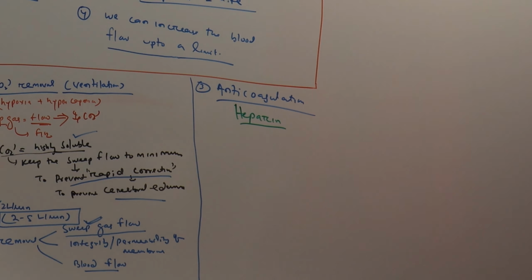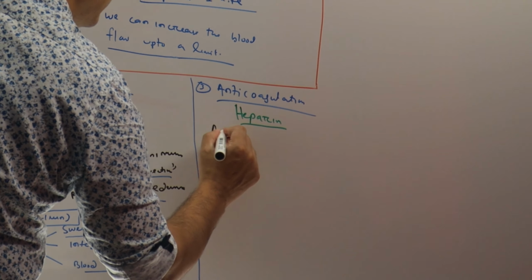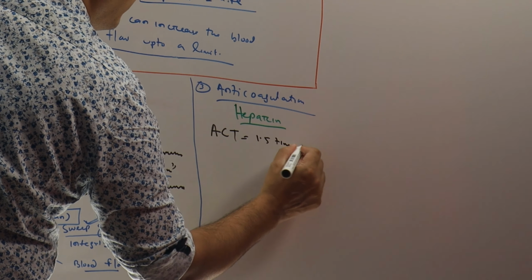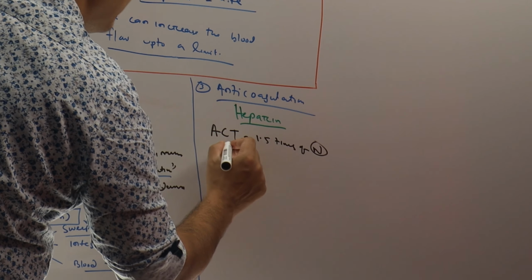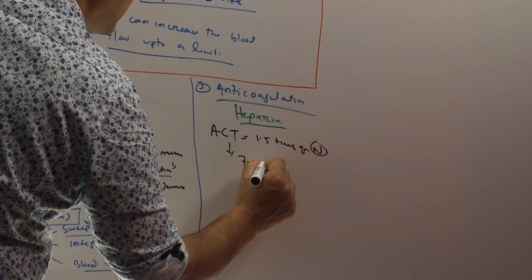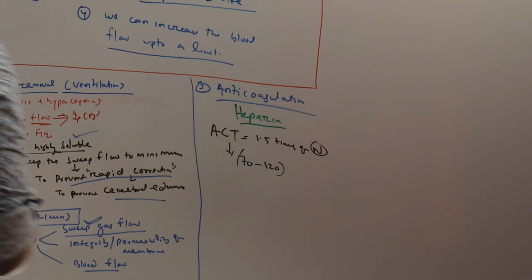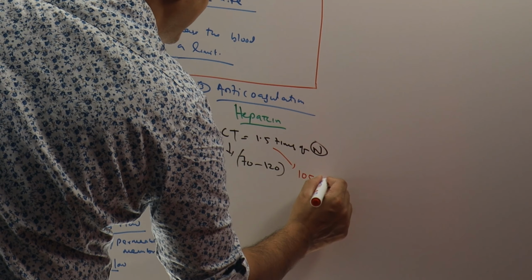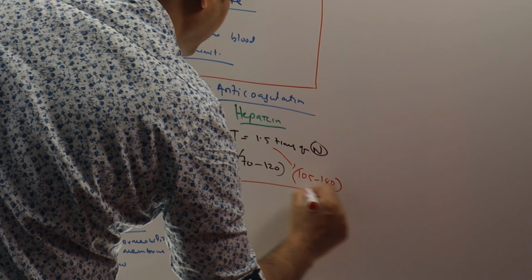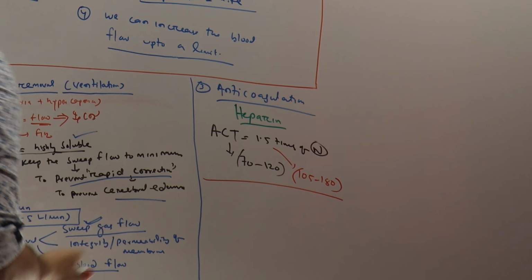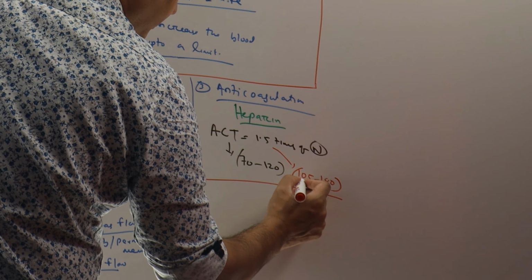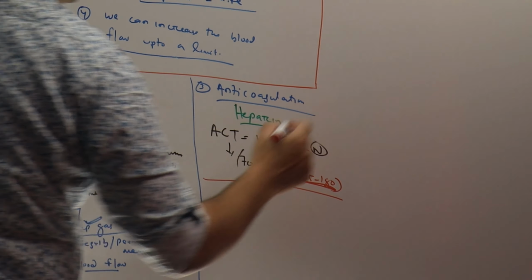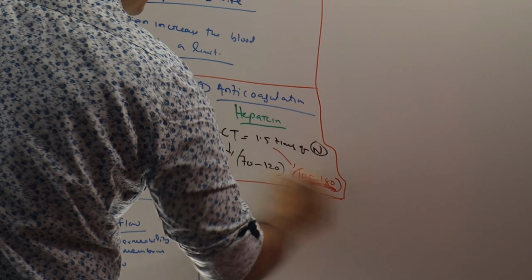So we have to maintain an ACT, activated clotting time, at 1.5 times normal. So what is the normal value of ACT? Normal value is 70 to 120. So we have to keep a value of 1.5 times, that is 105 to 180, right? You can check every 6 hourly or 8 hourly, and you have to keep this target of 105 to 180 to maintain adequate anticoagulation, right?